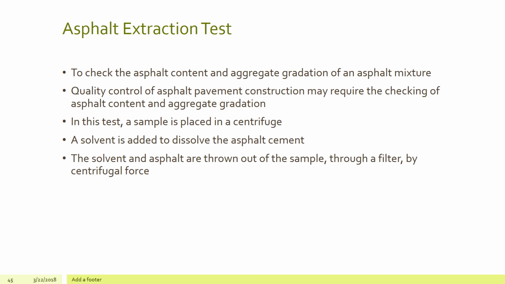Let's take a look at the asphalt extraction test. Here we want to check the asphalt content and aggregate gradation of an asphalt mixture. Quality control of the asphalt pavement construction may require the checking of the asphalt content and, of course, the aggregate gradation. In this test, a sample is placed in a centrifuge. A solvent is added to dissolve the asphalt cement, and the solvent and the asphalt are thrown out of the sample through a filter by the centrifuge force.